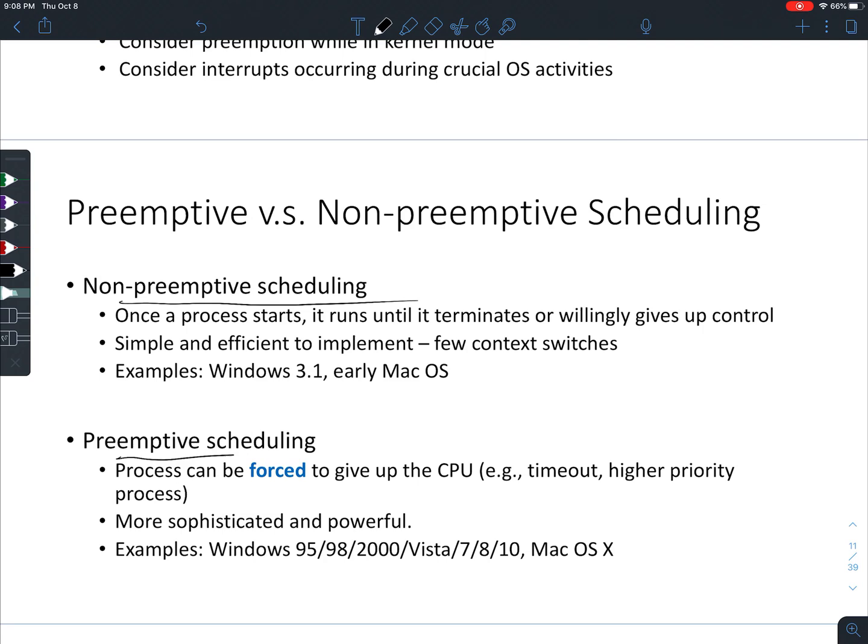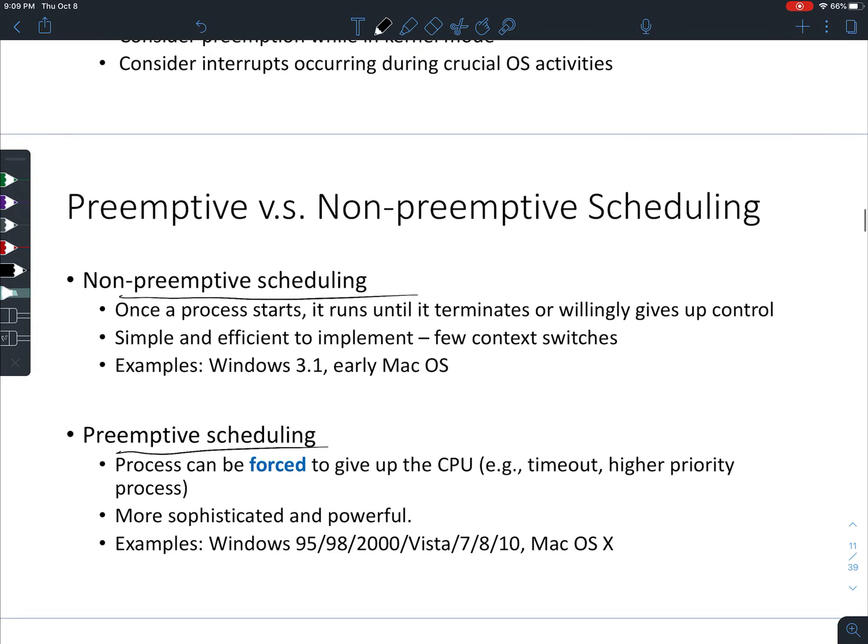Whereas with preemptive scheduling, even after the scheduling algorithm assigns the CPU to a process, it says, I'm going to give you a certain amount of time. When you reach this time, even though you are not finished, I'm going to let the CPU take care of another process and come back to you later. So with a preemptive scheduling algorithm, the process can be forced to give up the CPU, in most cases because of a timeout, meaning that it runs out of time.